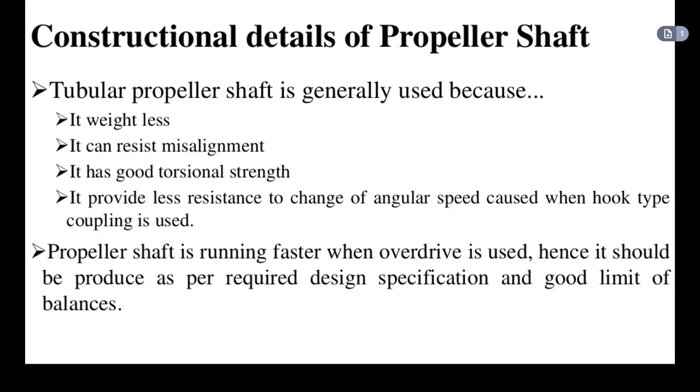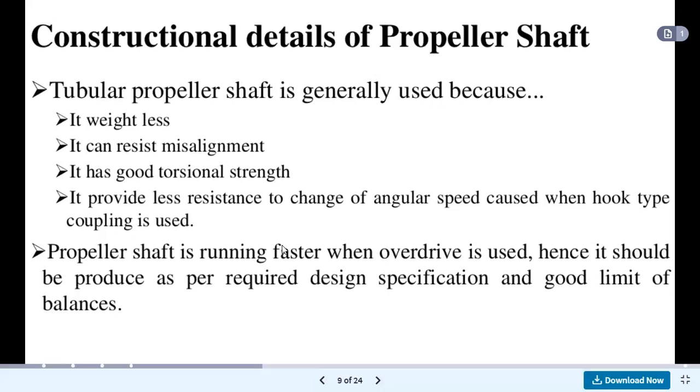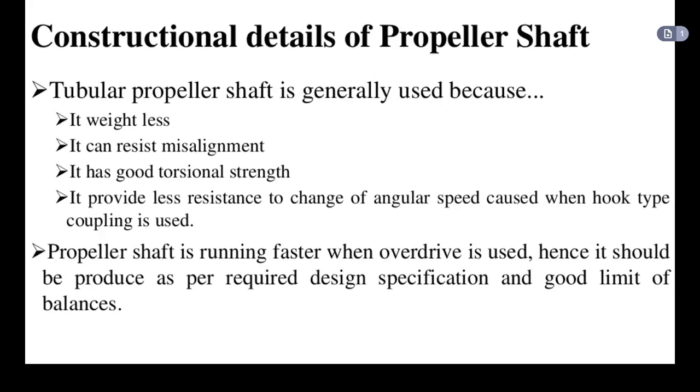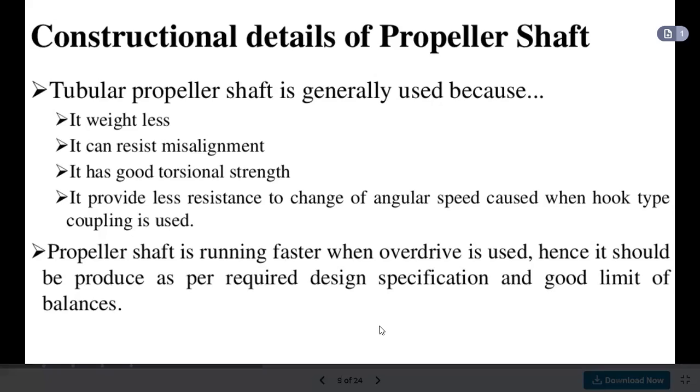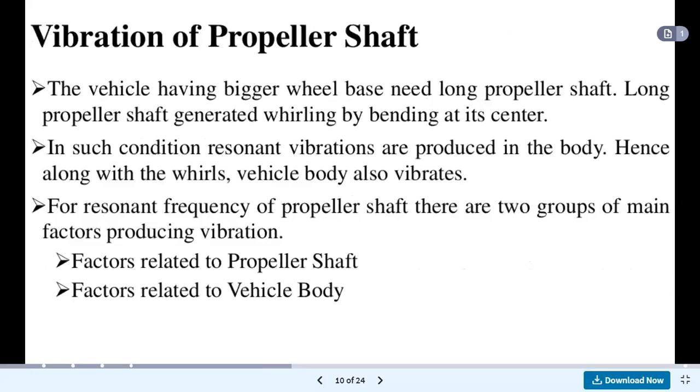It has good torsional strength as a hollow shaft is provided. In the case of a hollow shaft, torsional strength is high, so the tubular shaft is good. It provides less resistance to change of angular speed caused when a hook type coupling is used. Here it gives the resistance to change of angular speed. The propeller shaft runs faster when overdrive is used. Hence, it should be produced as per the required design specification and a good limit of balance.